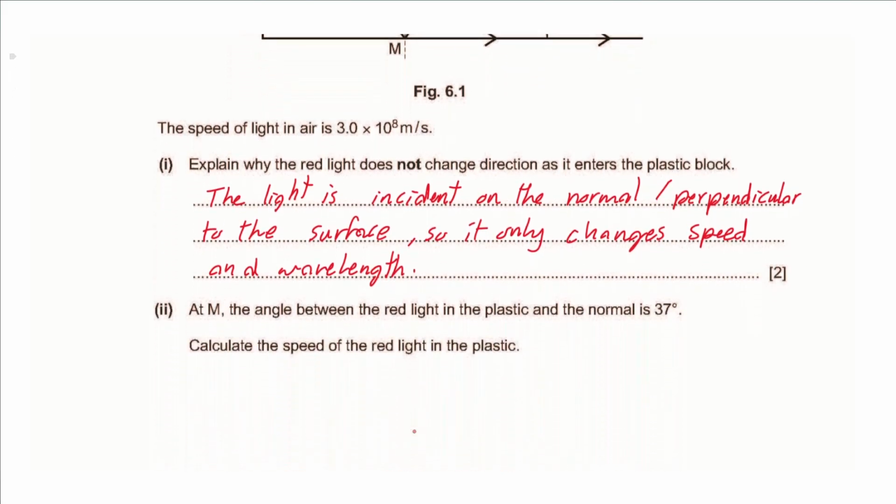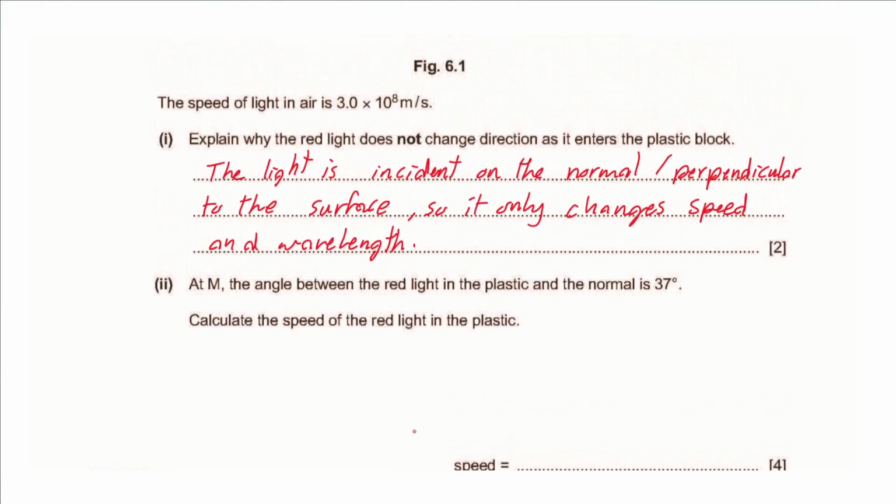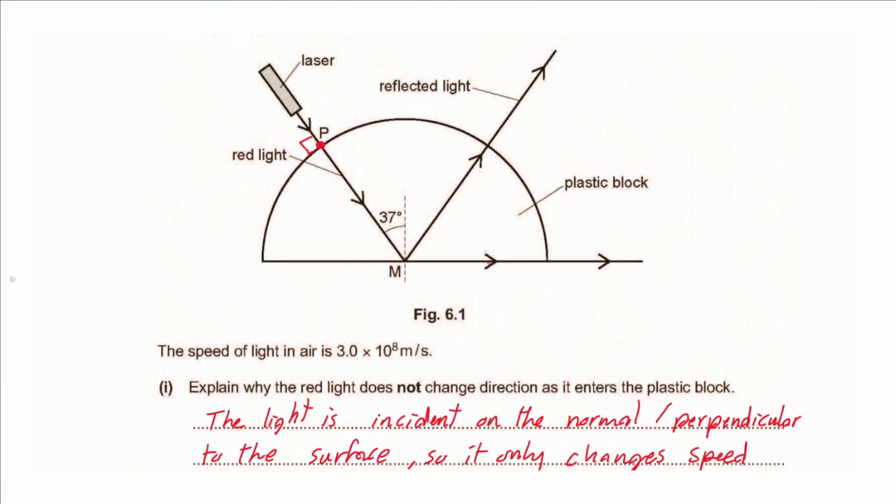Part I says at M the angle between the red light in the plastic and the normal is 37 degrees. Calculate the speed of the red light in the plastic. Now for this diagram, the ray exiting parallel to the surface means that the angle of incidence is equal to the critical angle. So the critical angle is 37 degrees.